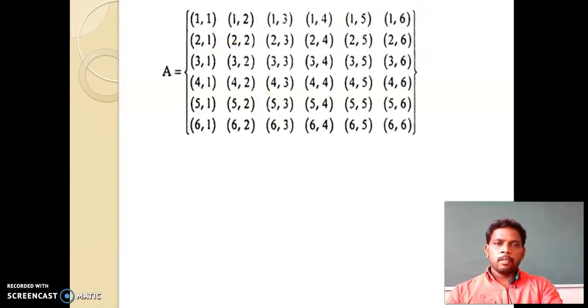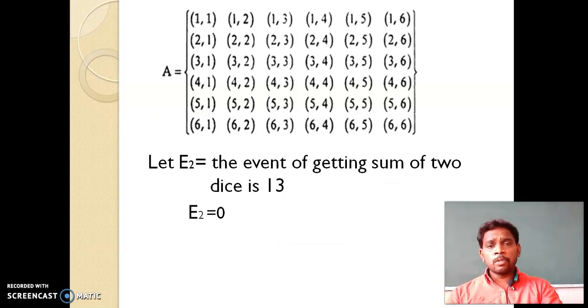Look at the next question. The sum is 13 they are asking. The largest possible sum is 6 plus 6, which is 12. So it is not possible to get 13 when you roll two dice. So the answer here is 0.